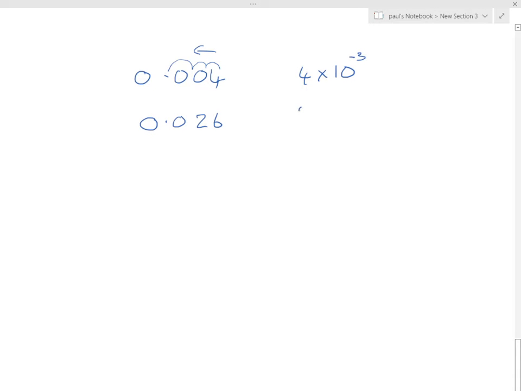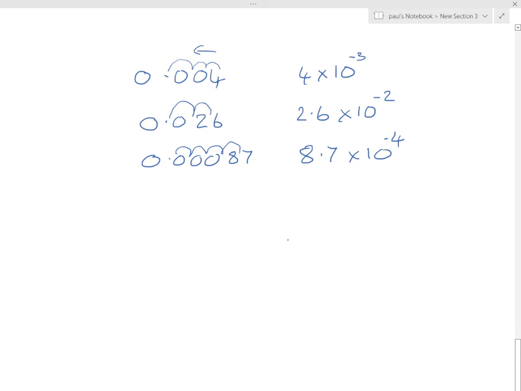0.026. So we're going to put 2.6 times 10. Now we go from the 2.6 and we go 1, 2, minus 2. 0.00087. 8.7 times 10. From the 8.7, 1, 2, 3, 4, minus 4. Okay. The other way, 3.6 times 10 to the minus 4.